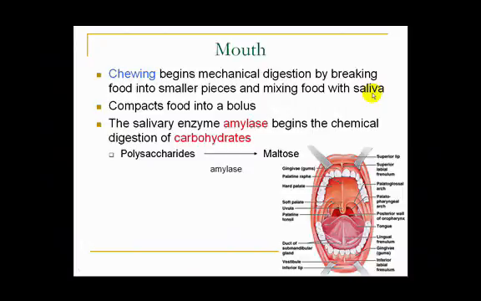And that saliva has mucus that allows the food to stick together, and you form this compact ball of food that we call a bolus. The other thing that's found in saliva is the enzyme amylase. And amylase will start your chemical digestion, and this is of carbohydrates. So amylase is the enzyme that takes the substrate polysaccharides and breaks it down into, mostly we say disaccharides, but the most common disaccharide that it breaks it down into is maltose. So your chemical digestion of carbohydrates begins in the mouth, and you're also beginning your mechanical digestion of all food.